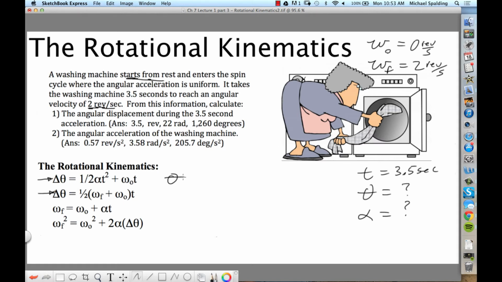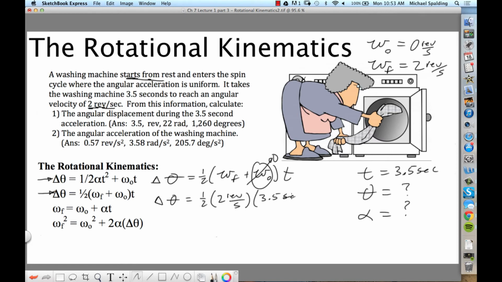So we go theta, our displacement. Oh, and it's understood to be delta. Technically it should be delta theta. So delta theta equals 1/2 angular velocity final plus angular velocity initial times t. What's the initial angular velocity? 0. So our displacement's going to be 1/2 angular velocity final, which is 2 revolutions per second. The time is 3.5 seconds.